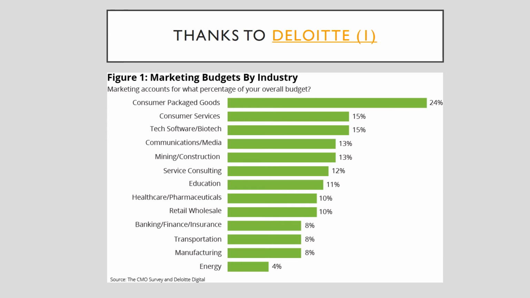The next few slides look at figures from Deloitte. This one here is the marketing budgets by industry. And you can see where we talked about before the competitive parity method in consumer packaged goods, that figure can be as high as 24% of overall budget. And you can see how it slides back down to the energy sector, usually monopolies, where they only spend around 4% of their budget on marketing activities.